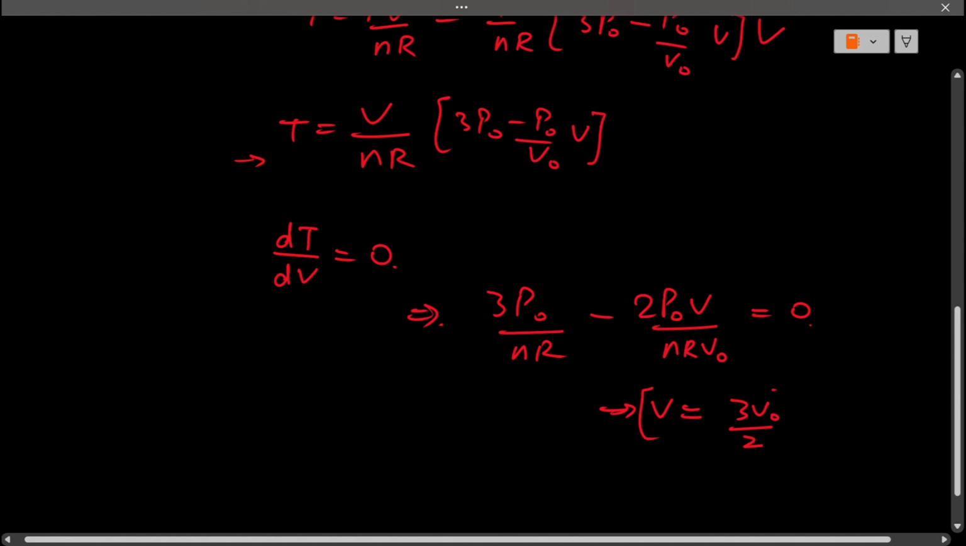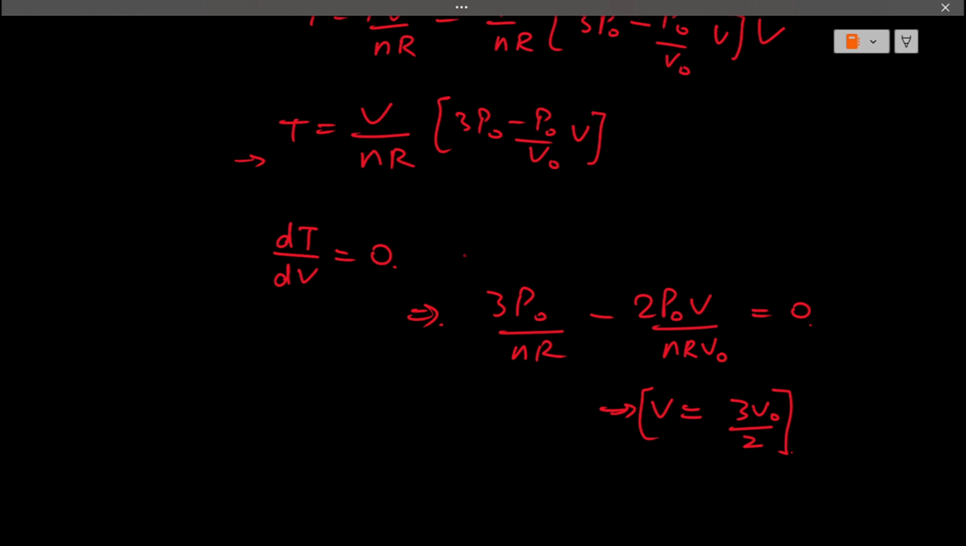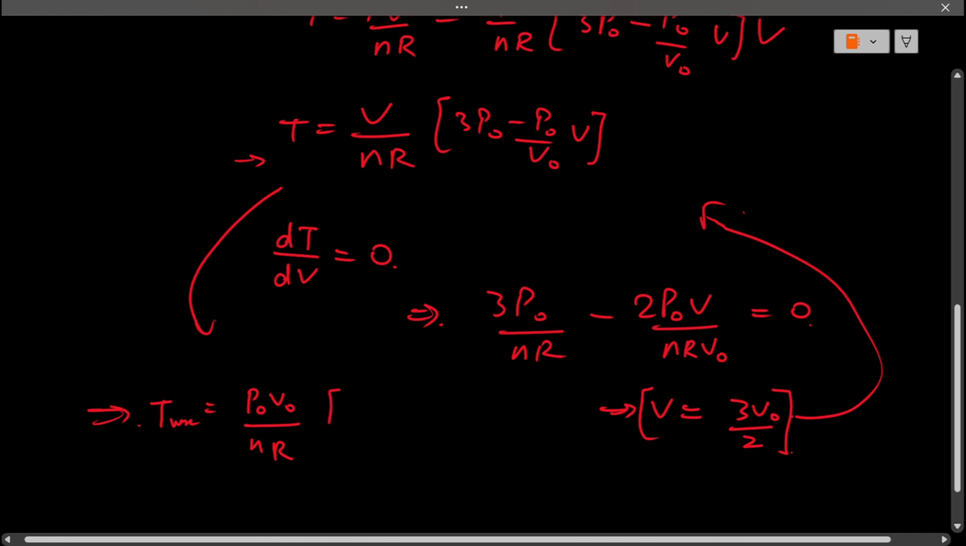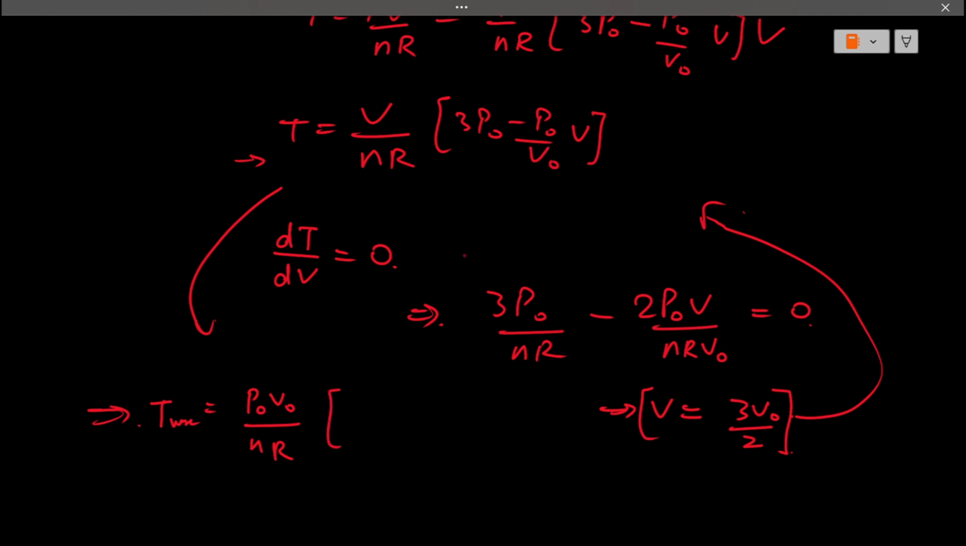Now we have the volume at which the temperature is maximum. In order to find the maximum temperature, we'll plug this value into the temperature-volume function, and then we'll have the answer: T max equals p naught v naught over nR times 9 by 4. And that was it, people. Thank you.